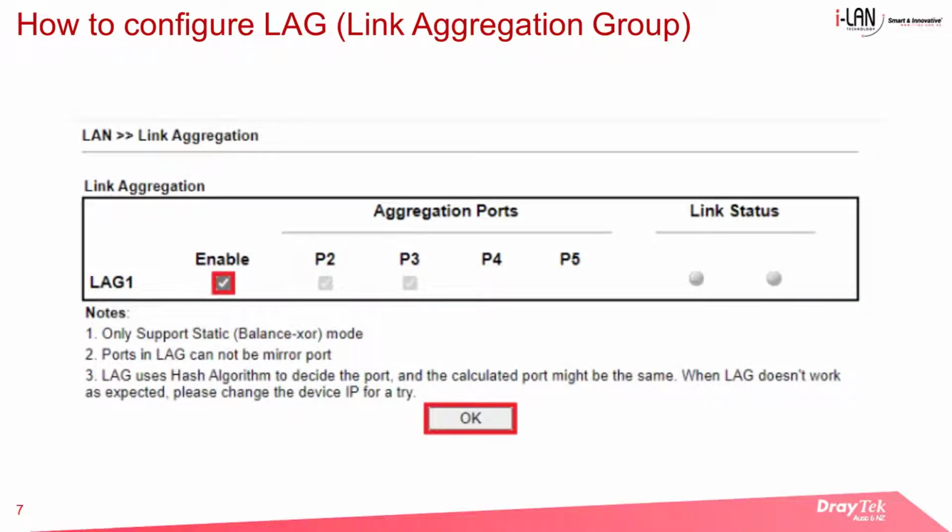Moreover, contrary to the 2962, the routers 2927, 2865, and 2866 support only balance-XOR mode, also called static mode by Duratec. And of course, ports used in LAG cannot be used for port mirroring.